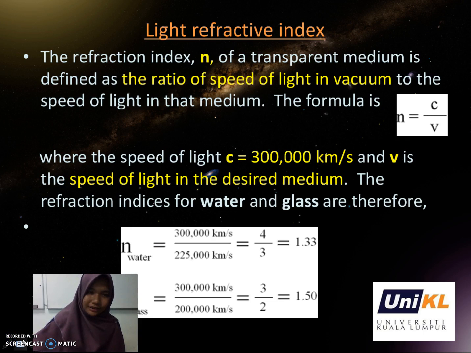Next, the refractive index. The refractive index N of a transparent medium is defined as the ratio of the speed of light in vacuum to the speed of light in the medium. The formula is N equals C over V, where the speed of light C is 300,000 km per second, and V is the speed of light in the desired medium. The refractive indices of water and glass are therefore as in the example you can see.